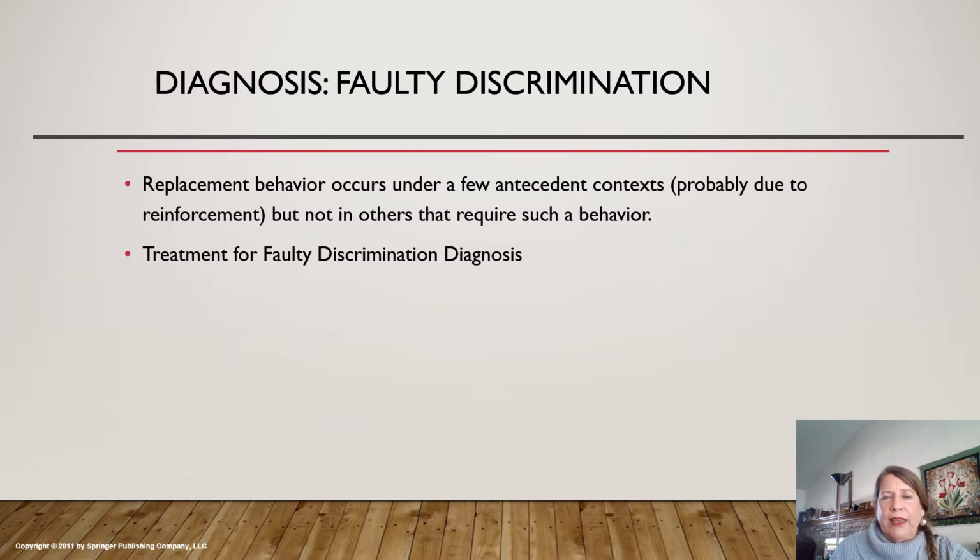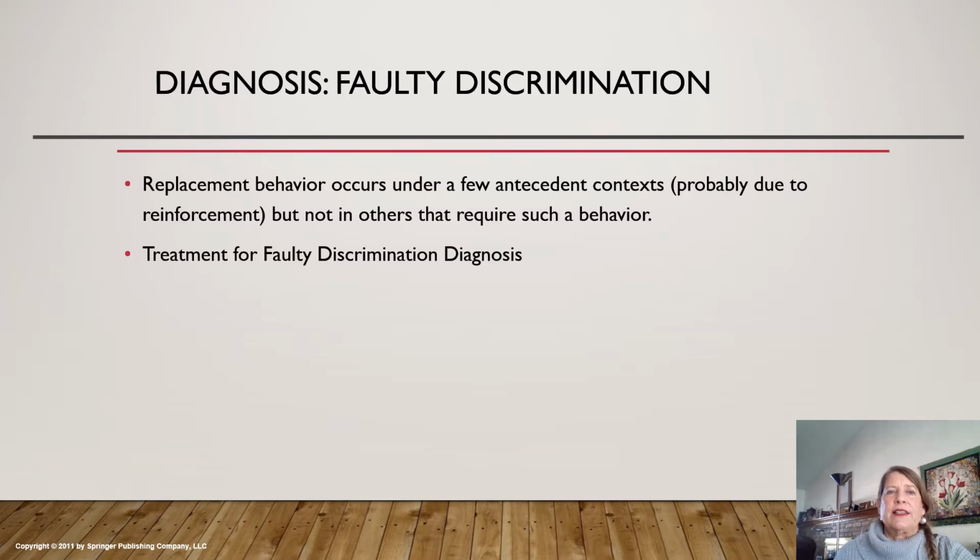The third type of wacky contingency is faulty discrimination, and this is when the replacement behavior that you've picked, not the targeted behavior, but the behavior that you prefer, let's put it that way, only happens under certain types of conditions, a certain type of antecedent context. And so it doesn't seem to happen in other places on a natural basis. And maybe it's because the child can't understand where they're supposed to do something.